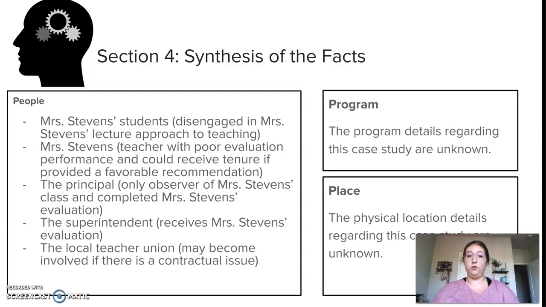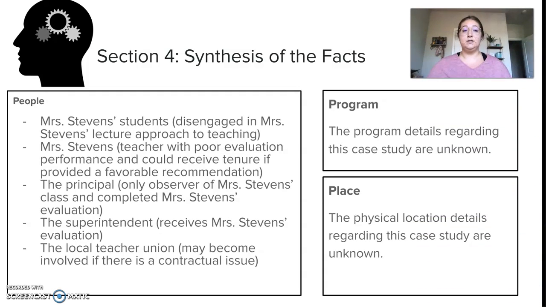So then Section 4 focused on the synthesis of the facts. So the people involved, again, are Mrs. Stevens' students. They are disengaged in Mrs. Stevens' lecture approach to teaching. Mrs. Stevens herself, she's a teacher with poor evaluation performance and could receive tenure if she was provided a favorable recommendation. The principal, who's the only one who observed Mrs. Stevens' class and completed her evaluation. The superintendent, who receives Mrs. Stevens' evaluation, and the local teacher union, which may become involved if there's a contractual issue.